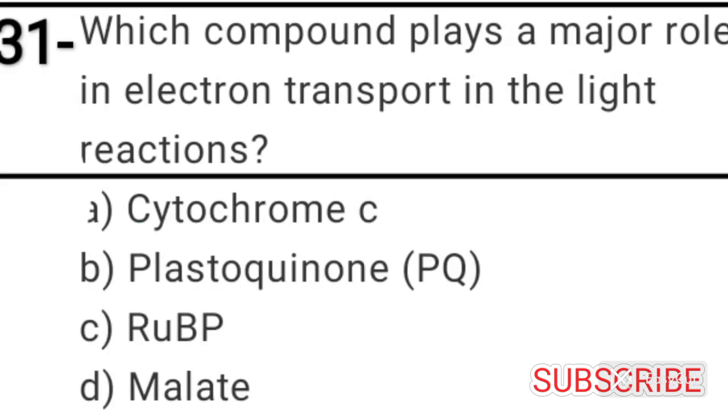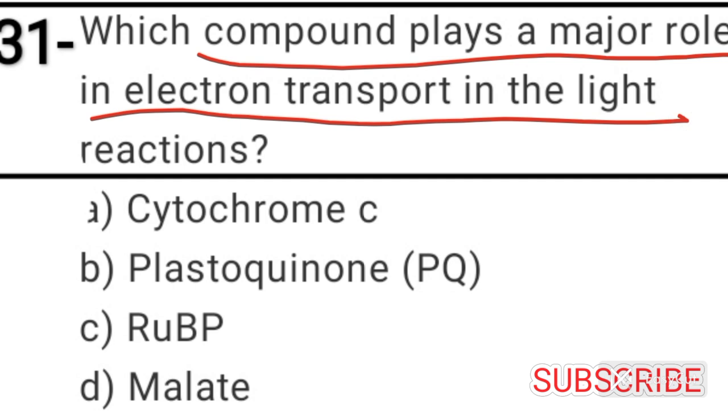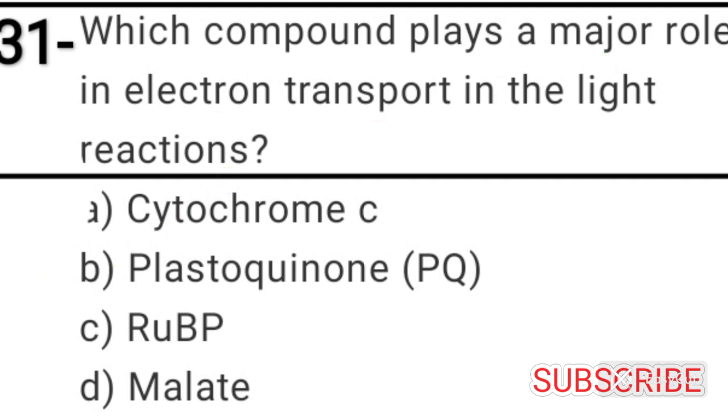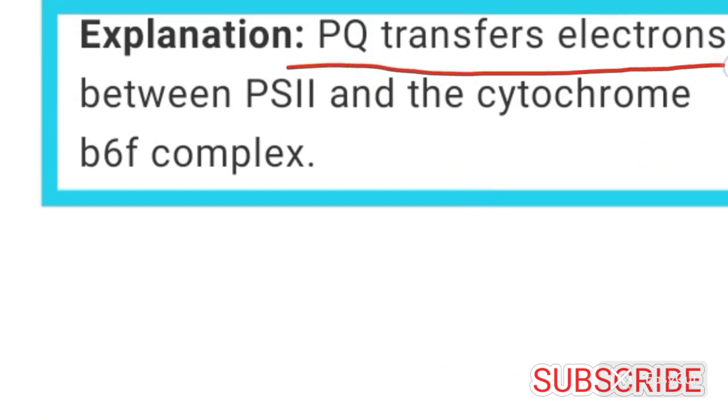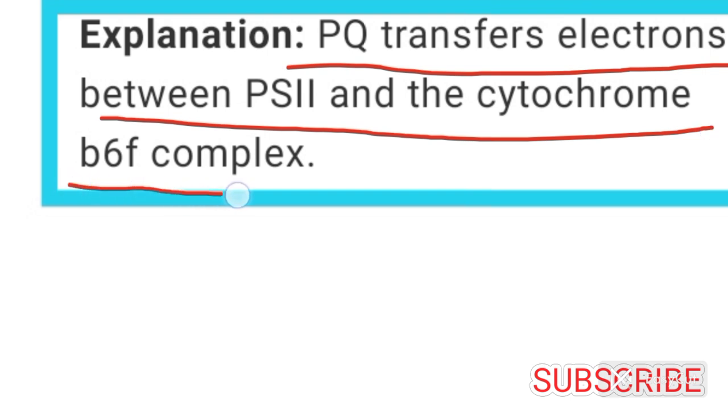Now come to question number 31. Which compound plays a major role in electron transport in the light reaction? Answer is option B. Plastoquinone is the compound which plays a major role in electron transport in the light reaction. Plastoquinone transfers electrons between photosystem 2 and the cytochrome B6F complex.